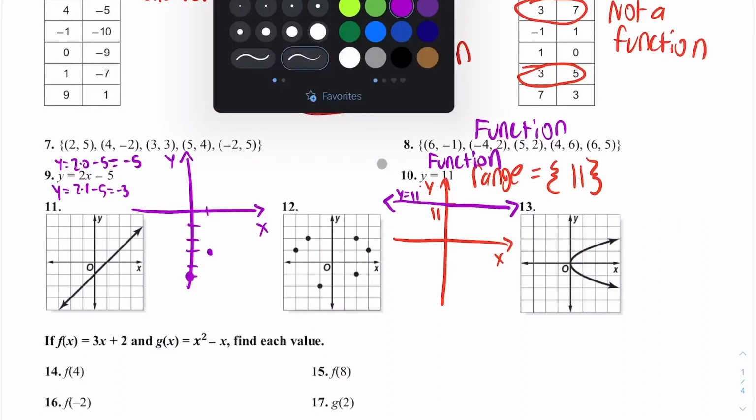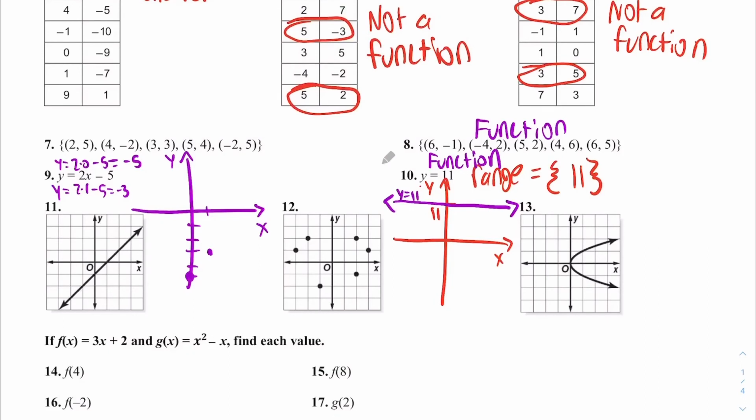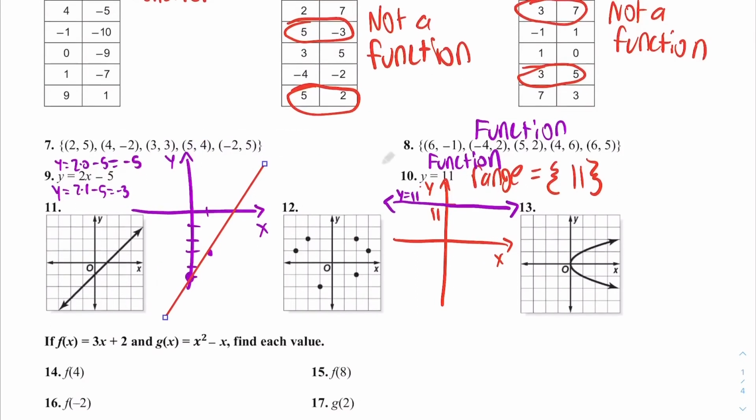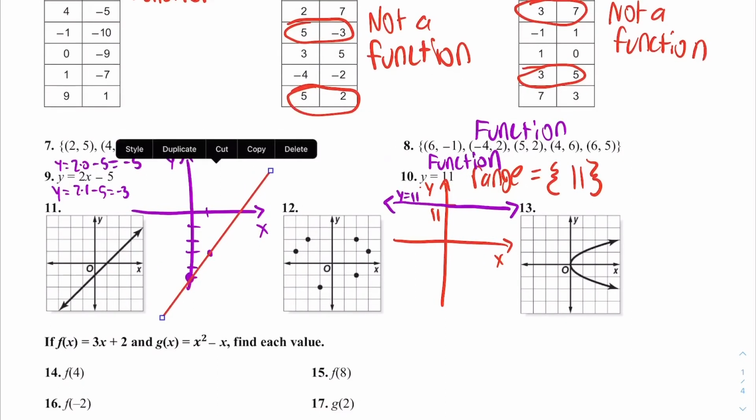To make a line, you need at least 2 points. I have my 2 points, so I'm going to connect those 2 points with a line. And I need to angle this line so that it matches. Okay, I connected my 2 dots with the line. Does this line ever show an x that repeats? No, it doesn't. So number 9 is a function.